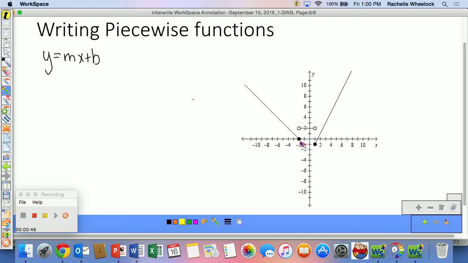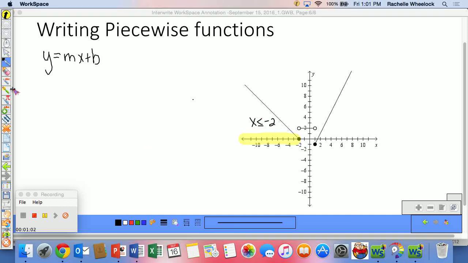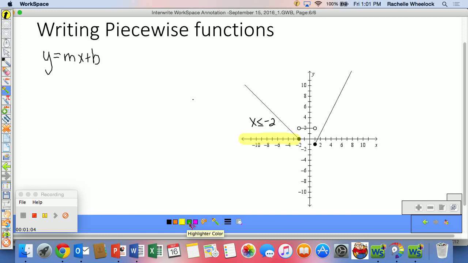That's our first domain. For this equation, I'm going to write above it that x is less than or equal to -2, it's equal to because it's a solid circle. My second part of the graph goes from -2 to +1. How do I write that? That is all numbers. -2 is less than x, and it's less than 1. It's not equal to because these are open circles.